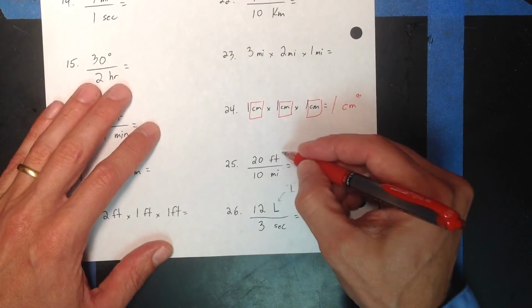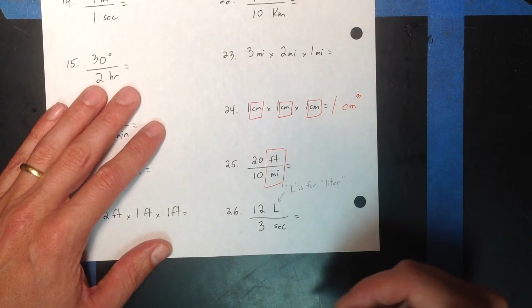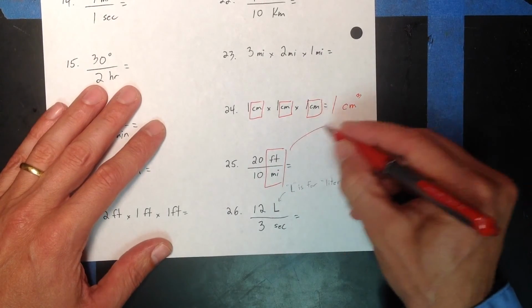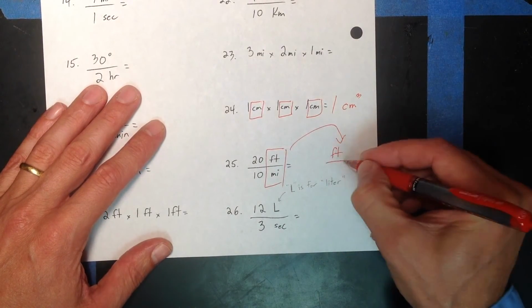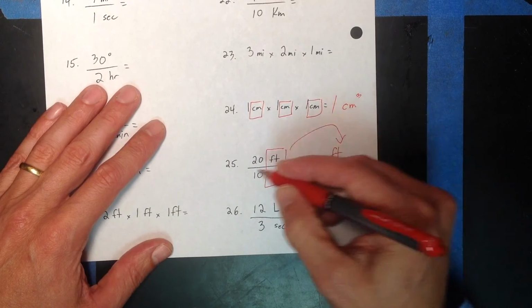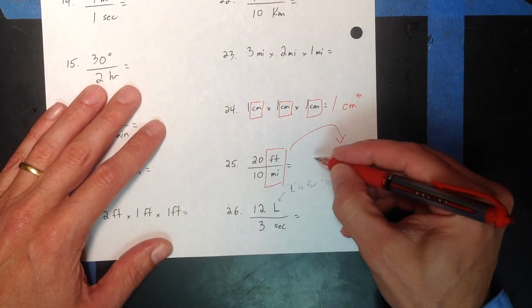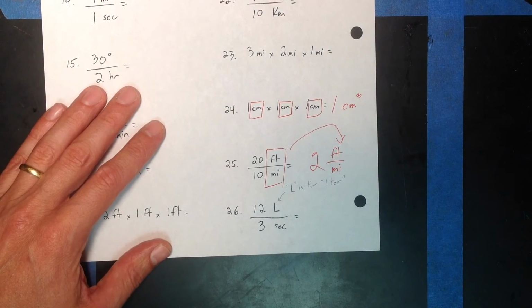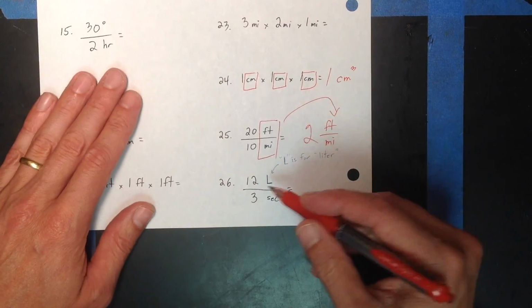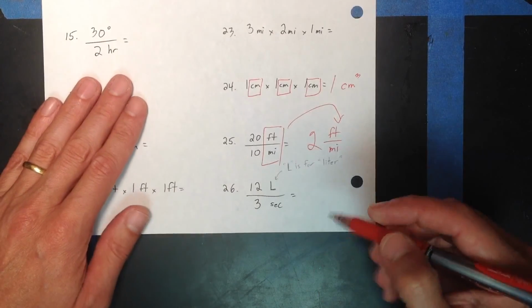20 feet divided by 10 miles. We will see problems like this. 2 feet over miles like this. We say feet per mile, feet over mile. 20 divided by 10 is 2. 2 feet per mile.